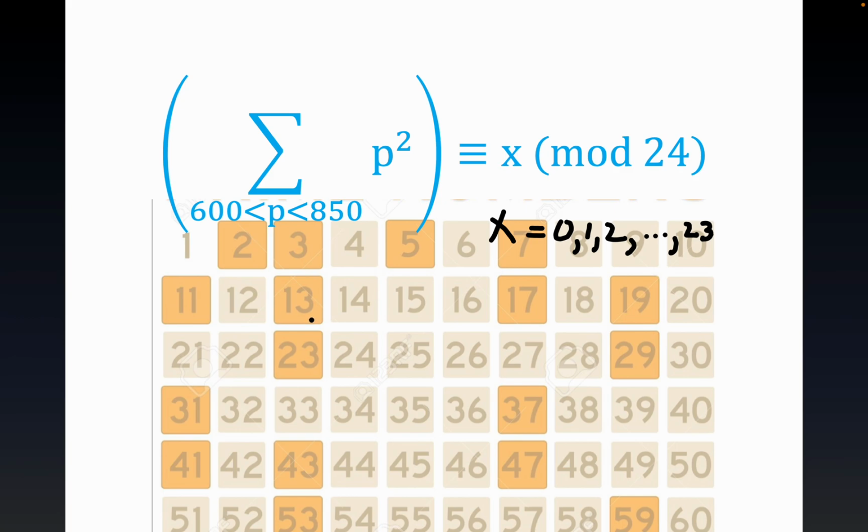Okay, now just to give you an idea of the computational nastiness of this, it would be very time consuming. The very first prime that fits this category would be 601. 601 is the first prime after 600. And so we would be looking at 601 squared. Now, if you were to do that by hand, you could, but then you would have to divide it by 24, right, and see what the remainder was. And that's just one of the primes.